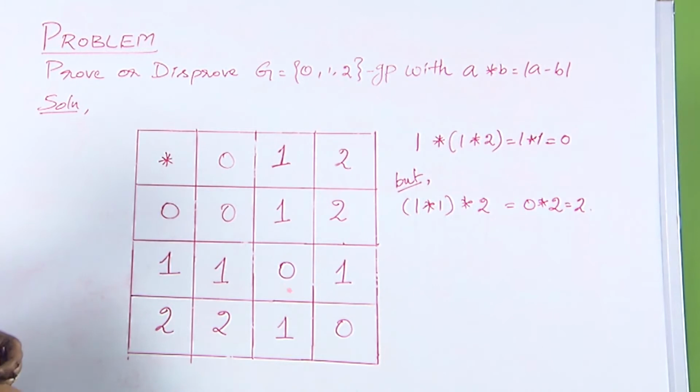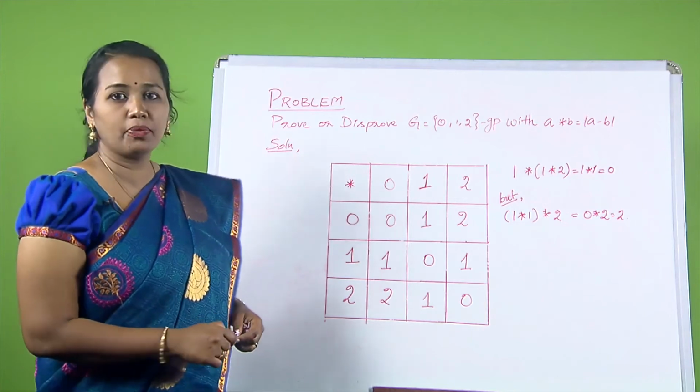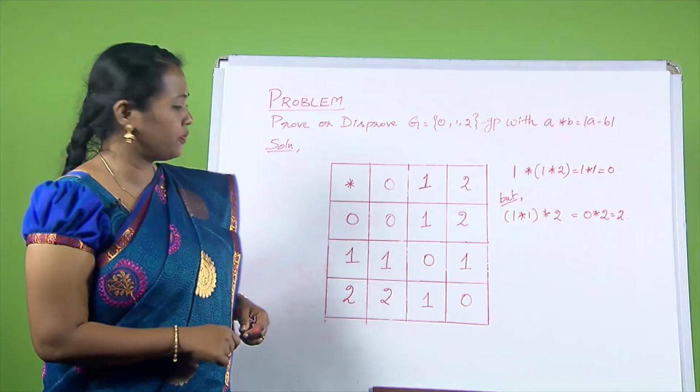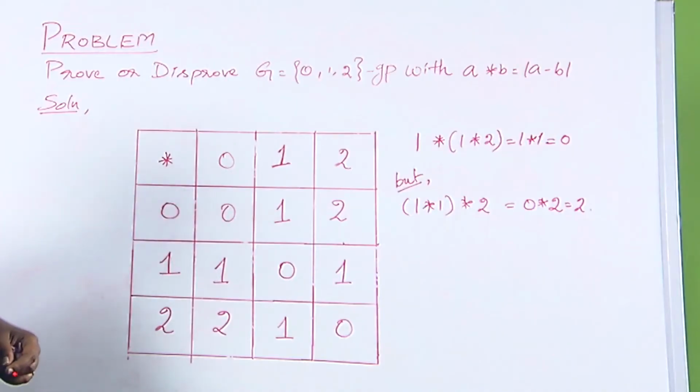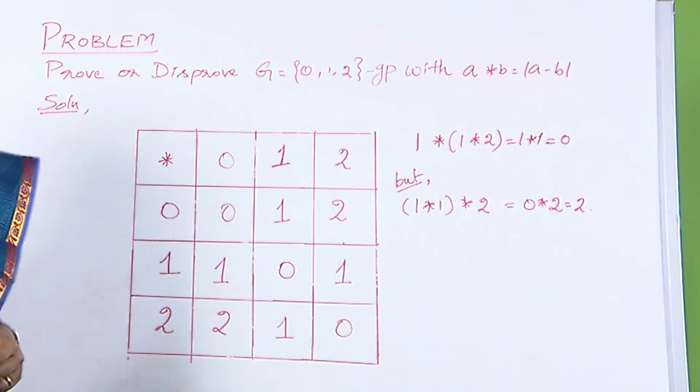So 1 minus 0 is 1, 1 minus 1 is 0, 1 minus 2 is 1, 2 minus 0 is 2, 2 minus 1 is 1, 2 minus 2 is 0. Now from the Cayley table we can see that the closure property holds. We can also see that 0 is the identity element, and let's check for the inverse. We can see that 0 is here, which means that 1 is the inverse of itself. Similarly for 2, 0 is here, which means that 2 is the inverse of itself. But the only property that fails here is the associative property.